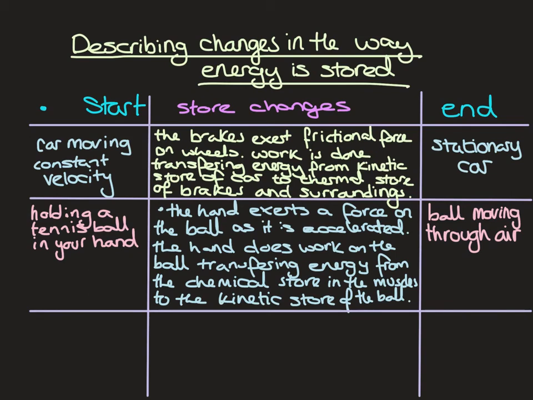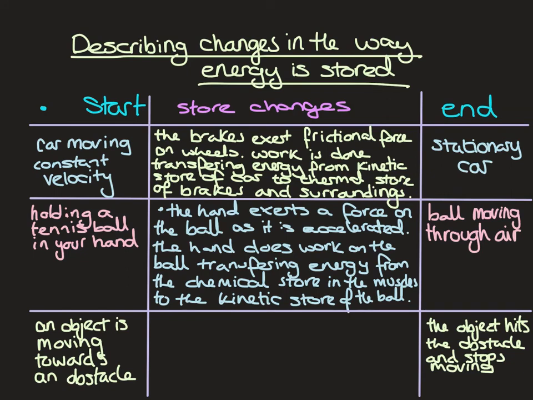The hand does work on the ball, transferring energy from where was the energy to start with? If we are accelerating the ball, the store of energy at the beginning was the chemical energy in our muscles, and the energy has been moved from that store into, if this ball is moving, the kinetic store of the ball. So the hand does work on the ball, transferring energy from the chemical store in the muscles to the kinetic store of the ball.